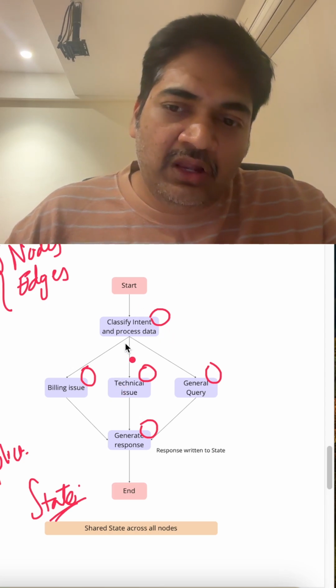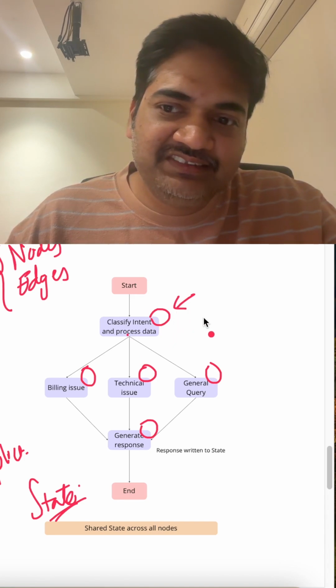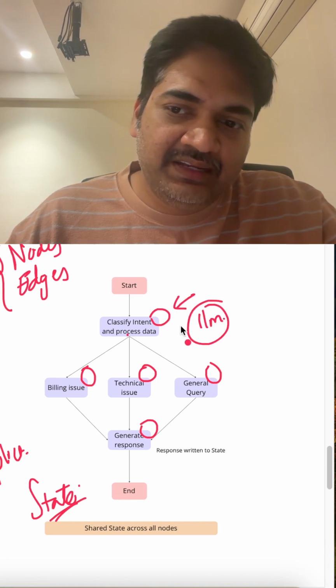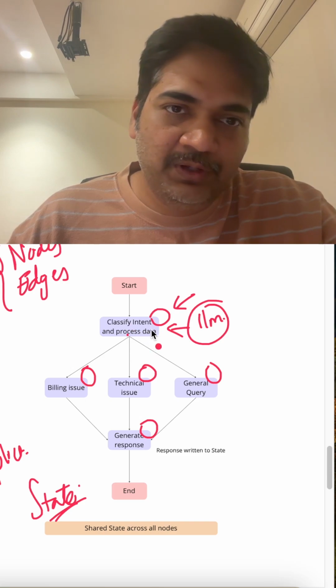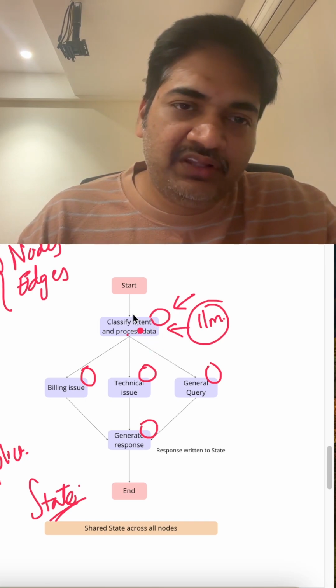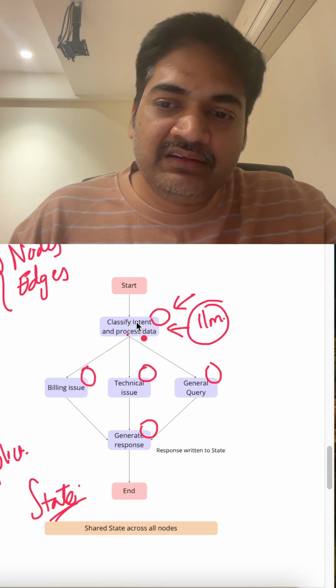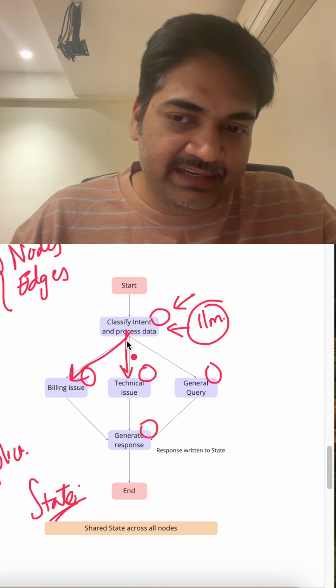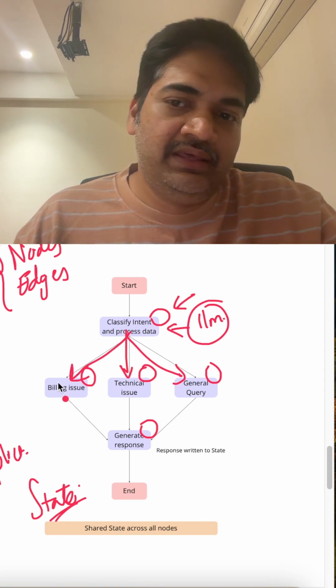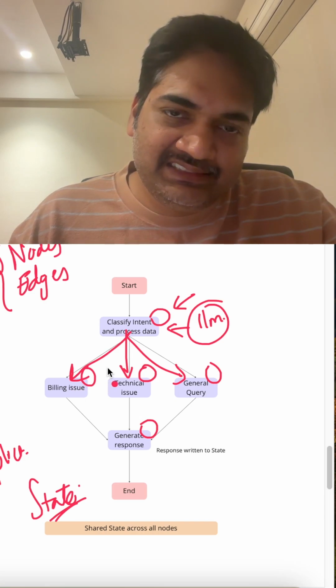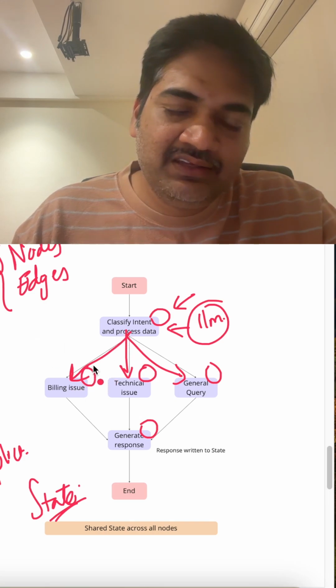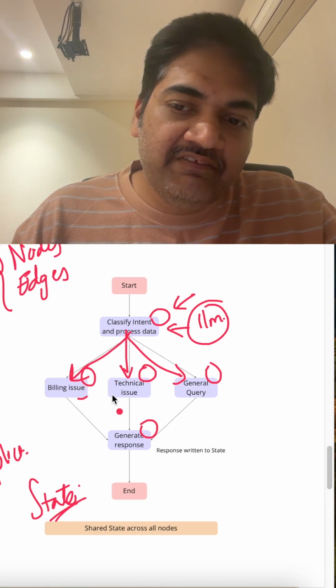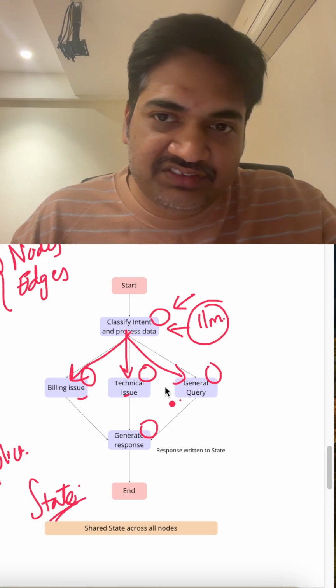Along with that, if you are observing, this is our first node which classifies the intent. So there is an LLM or chat model associated with this node. It tries to understand what the user query is and classifies the intent, whether it should go to billing issue or technical issue or general query. So this is a conditional edge, right? Conditional edge, as in it will route to only one of these, not to all of them.